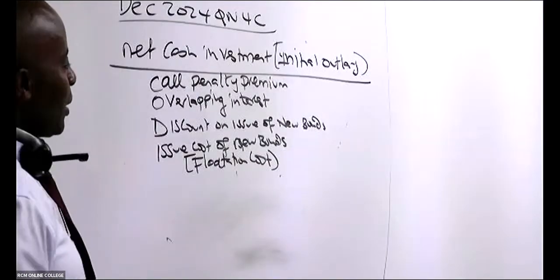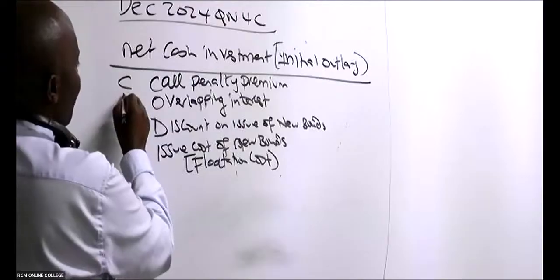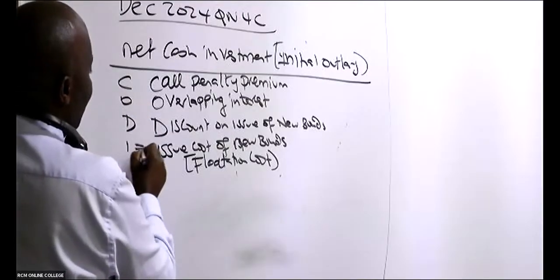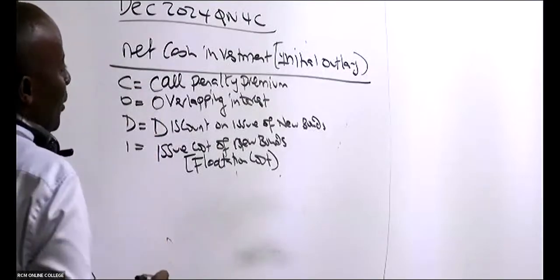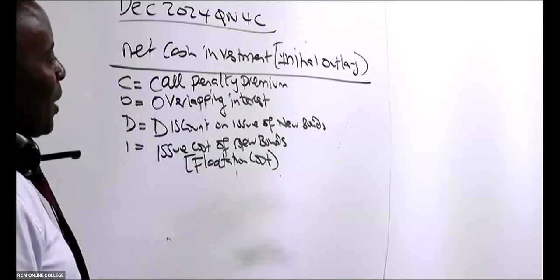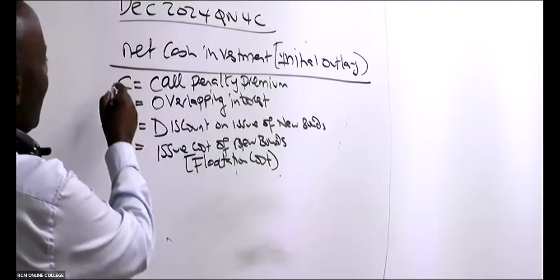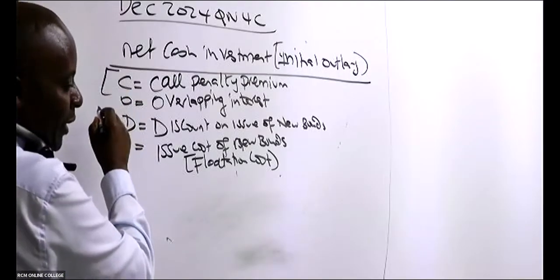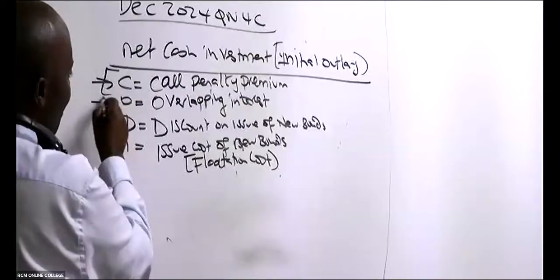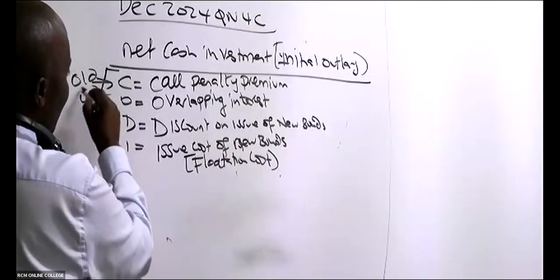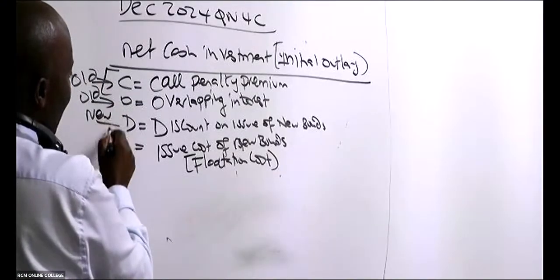So CODI, it's a very, very important mnemonic. So call penalty premium, we have overlapping interest. As we shall see, these two are for the old bonds. These two are old. This will be new, and this will be new.